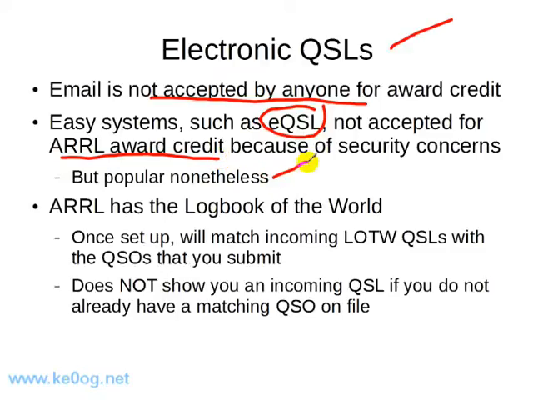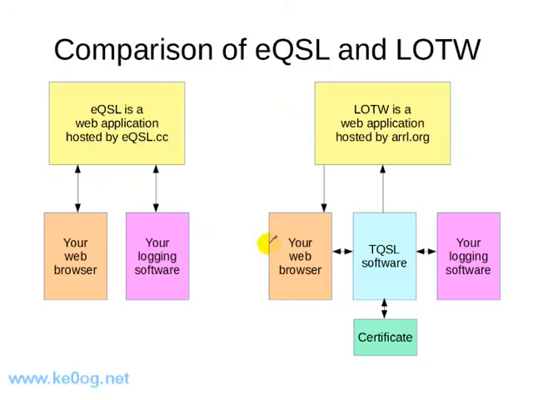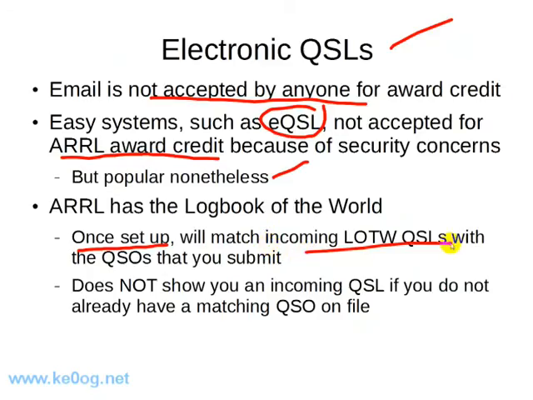However, it is very popular, and frankly, I get more acknowledged QSLs on eQSL than I do on Logbook of the World, probably because Logbook of the World is a little difficult to set up, as you'll see in a minute. Once Logbook of the World is set up, it will match incoming QSLs with the QSOs that you've submitted. Now, note, unlike paper cards, unlike eQSL, the Logbook of the World will not show you an incoming QSL if you do not already have a matching QSO on file. Okay, very important.